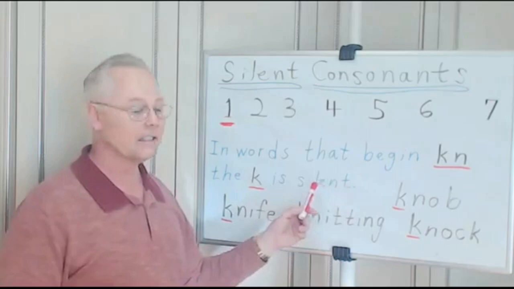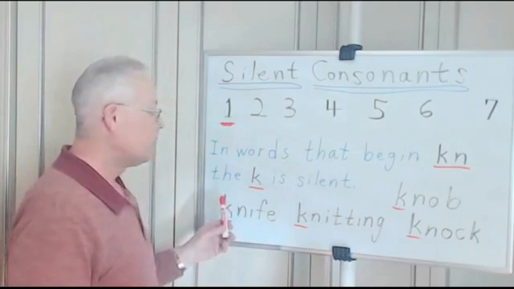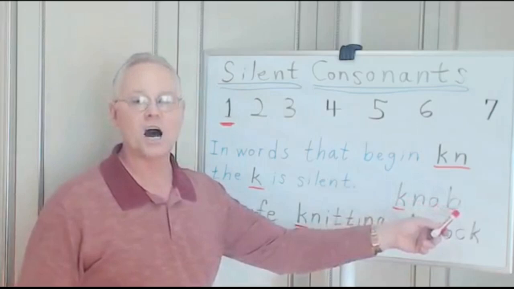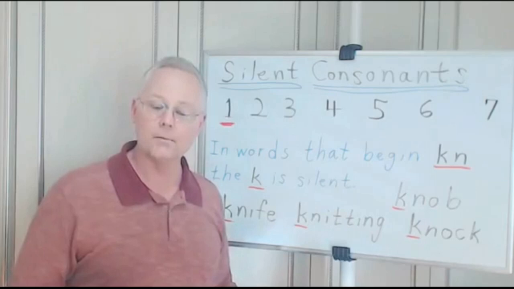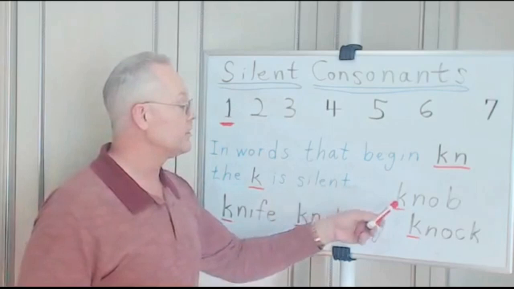The K is silent. All you hear is N. For example, we have the word knob. Take off the K and you have N-O-B, knob. Now that's the sound, not really a word. K-N is the correct spelling, but the K is silent. If you don't pronounce it correctly, you're going to say knob.